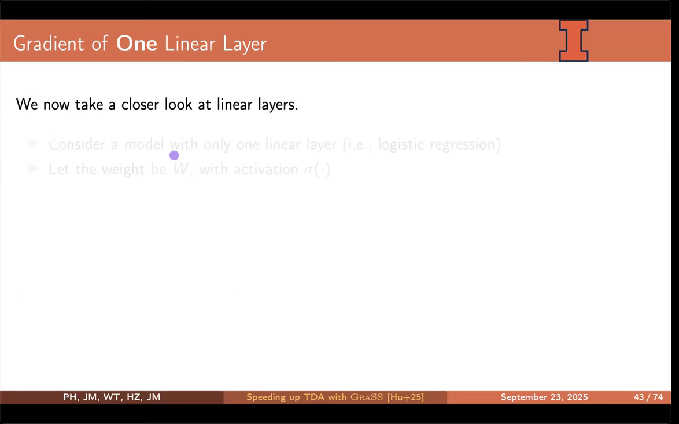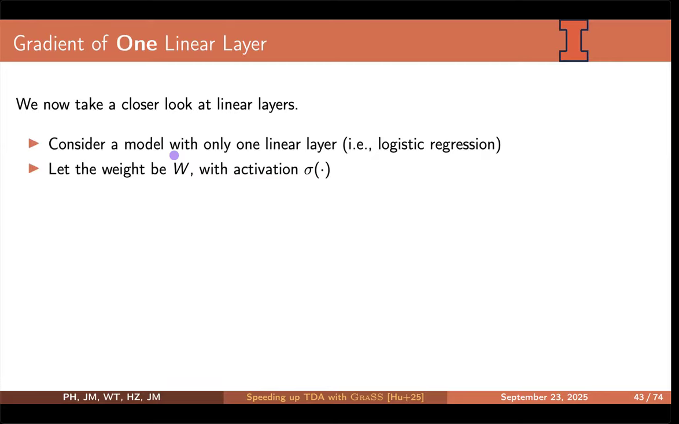But let's first recall some of the basic facts about linear layers and see how we can improve. Think about a model which contains only one linear layer, which corresponds to logistic regression. You have the weight of the layer, W, and an activation function, let's say sigma. So the forward pass is this: you have an input, you pass it to your linear layer, W times Zi, which gives you the output, and you pass it to your activation function, which gives you the prediction.